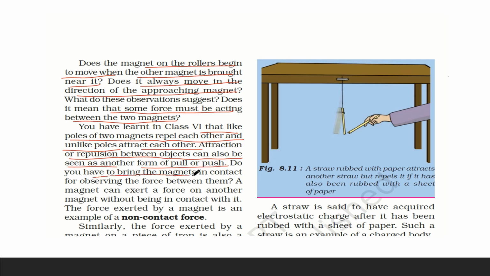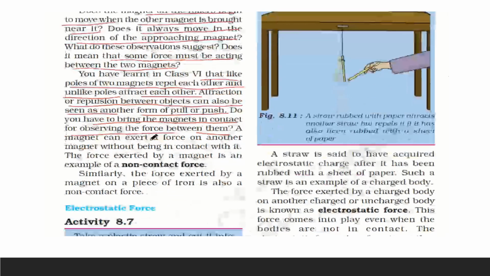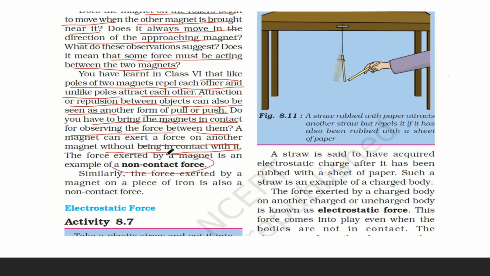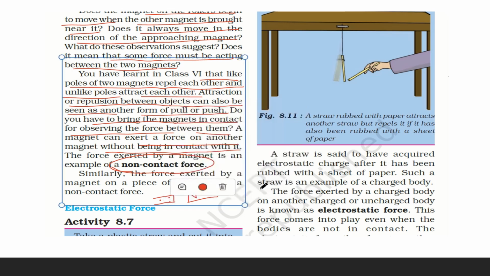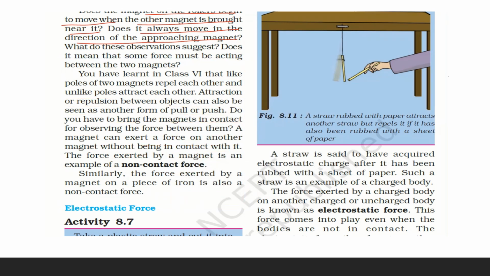Do you have to bring the magnets in contact for observing the force between them? No, a magnet can exert a force on another magnet without being in contact with it. So these are non-contact forces. If two magnets are brought just near to each other, if it is the north pole and the south pole, they will attract each other. So this is what is happening. These are all non-contact forces. The force exerted by a magnet on a piece of iron is also a non-contact force. Is it clear to everyone?